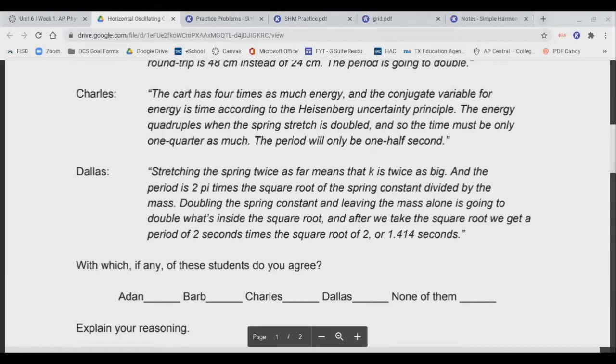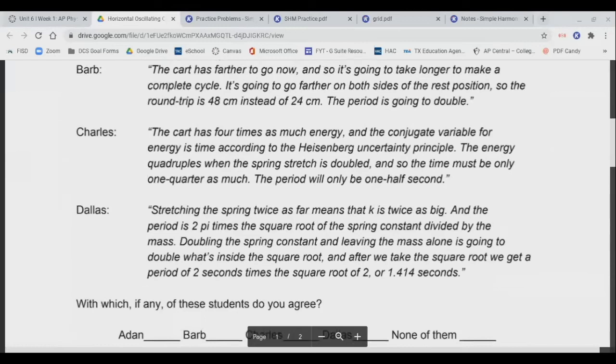And then he goes on to say the period is 2 pi times the square root of the spring constant divided by the mass. Is it the spring constant divided by the mass? It's mass divided by spring constant. So Dallas not only doesn't understand what a constant is, he's getting his formula wrong. Now, if we look at this, we can say we really don't agree with any of these.